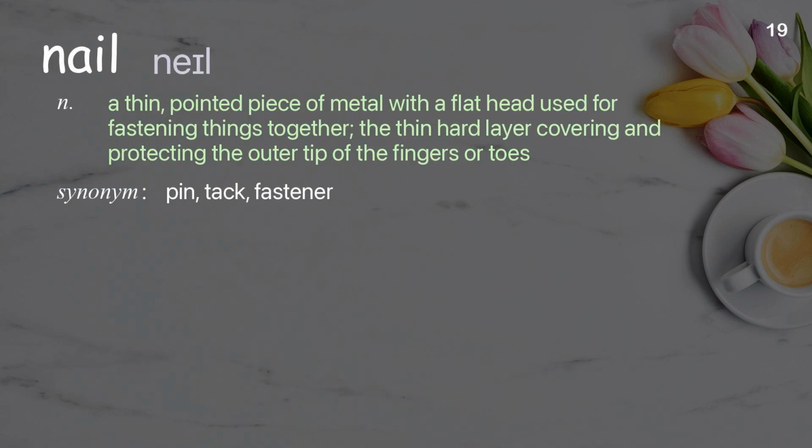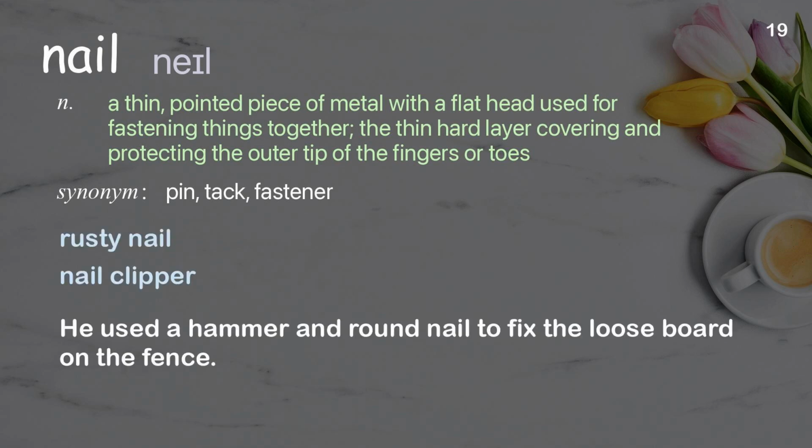Nail. A thin, pointed piece of metal with a flat head used for fastening things together, the thin hard layer covering and protecting the outer tip of the fingers or toes. Examples: rusty nail, nail clipper. He used a hammer and round nail to fix the loose board on the fence.